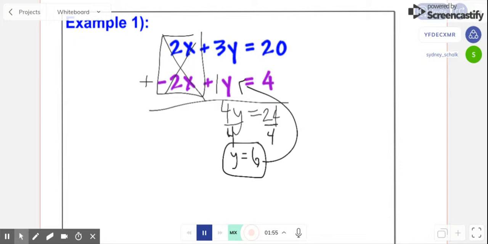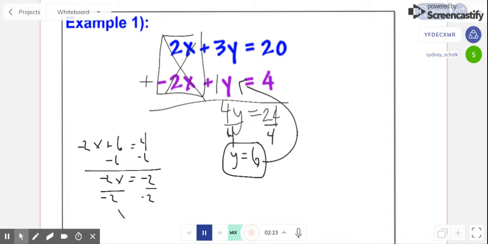So let's go ahead and plug it into that bottom one there. I'm going to rewrite my equation with that 6 plugged in. I get negative 2x plus 6 equals 4. And it's just a nice, easy two-step equation. Subtract 6 from both sides, and I get negative 2 equals negative 2x. Finally, I can divide by negative 2 on both sides, and I get x equals 1.